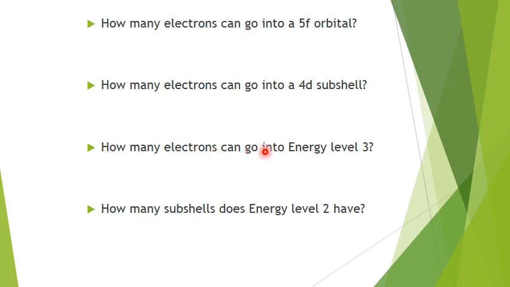How many electrons go into energy level 3? Okay, so you can go back and look at the formula, but it's going to be 3 squared, 9, times 2, so 18. So there could be 9 orbitals, 3 squared, and then you could put 2 in each one. And how many subshells go in energy level 2? The number of subshells is equal to the energy level, so you can only have 2 subshells in energy level 2, and that is S and P.